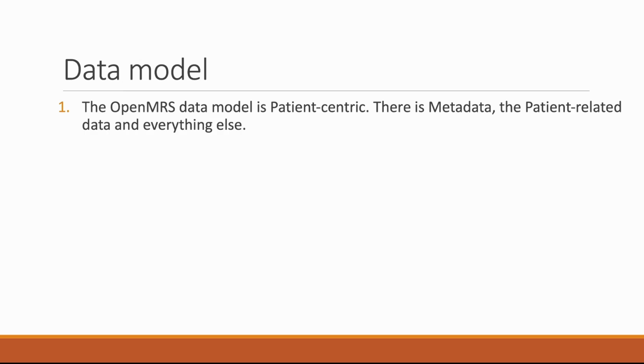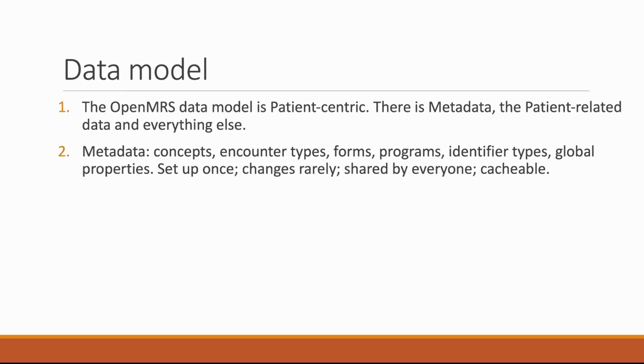Now by everything else, I'm going to explain in a bit. What do I mean by that? This is to only help you understand the model better. Otherwise, if you ask anyone, they're going to say, oh well, there's data and there's metadata, right? But it's important to have this segregation and have it split in three different categories. So metadata is where you have concepts, forms, identifier types, some properties. Metadata is all the data that you set up only once and don't change very often.